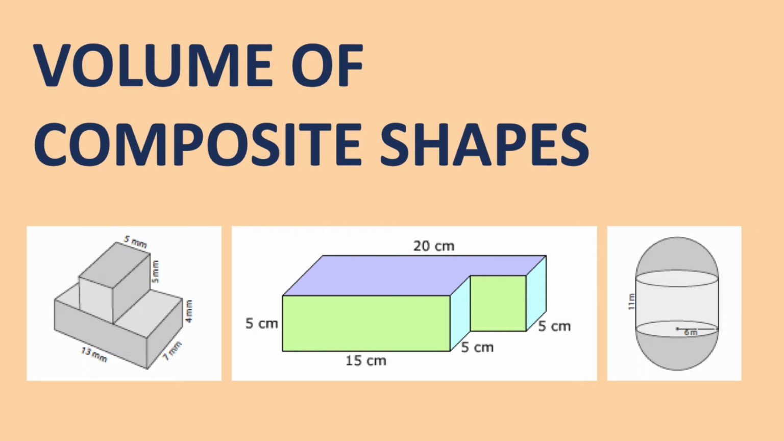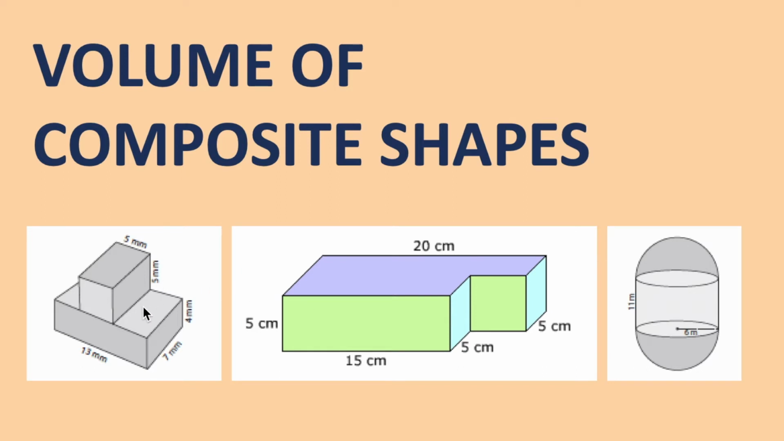Hi everyone, today I'm going to be talking to you about how to find the volume of composite shapes. A composite shape is simply two or more 3D shapes put together to make a bigger shape. So each of these are examples of composite shapes because they are composed of multiple smaller shapes.